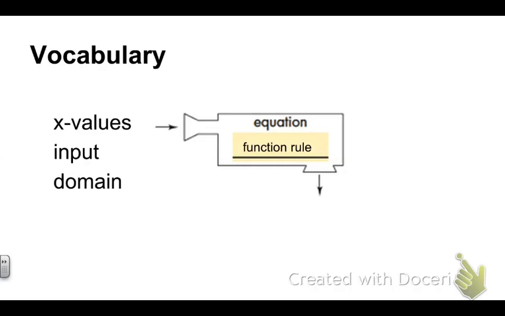Alright, and then what comes out? Those are your y values, your output, your answer. This is your range. Alright, so all of those words mean the exact same thing. X values, input, domain, and then y values, output, and range. Domain is what you put in, your range is what you get. What comes out, it's your answer.